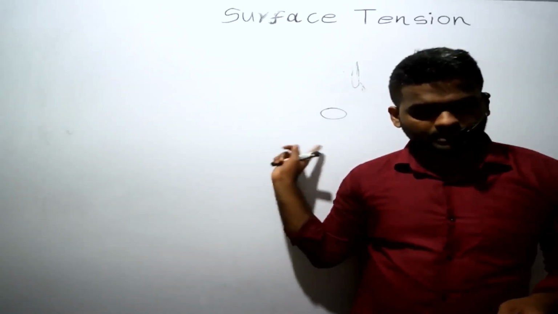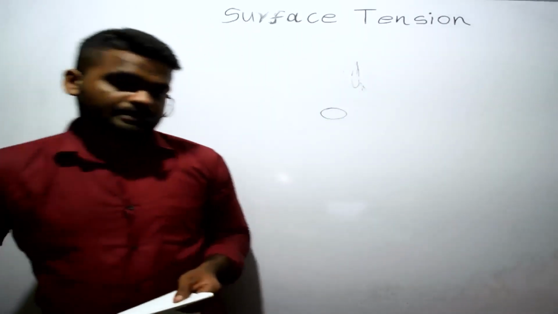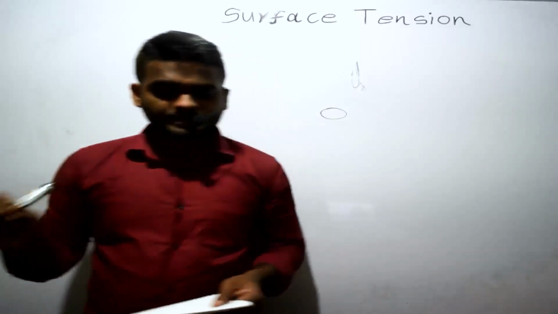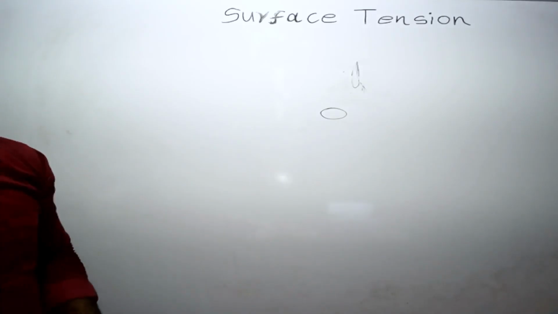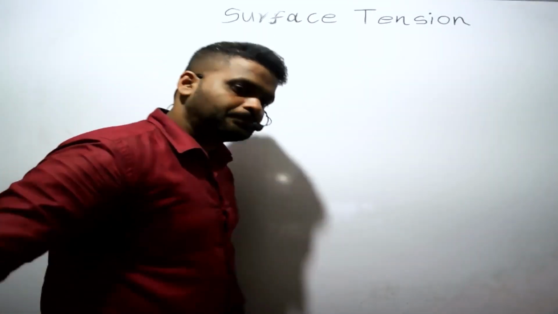Within brackets right below: a sphere has the minimum surface area for a given constant volume.